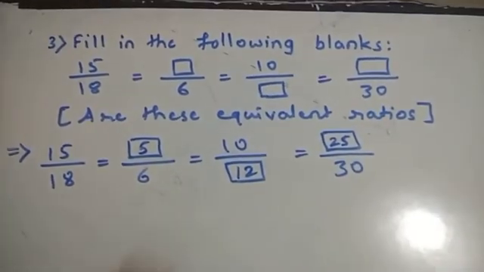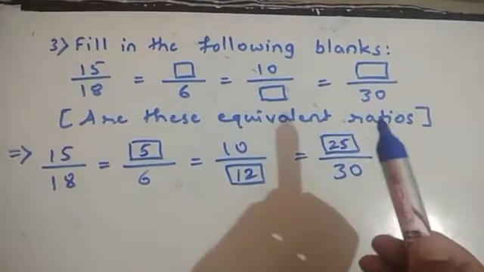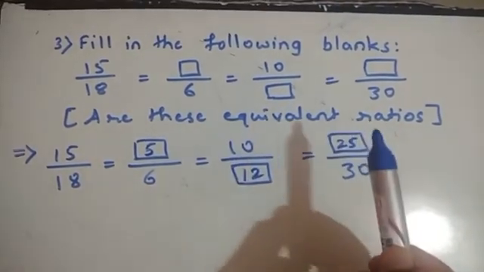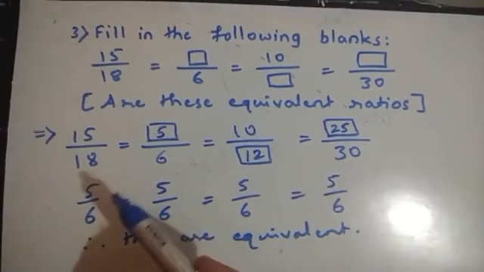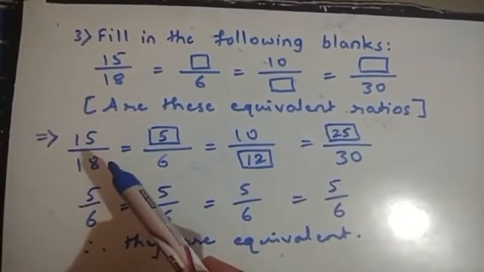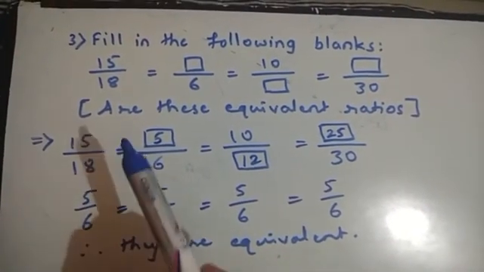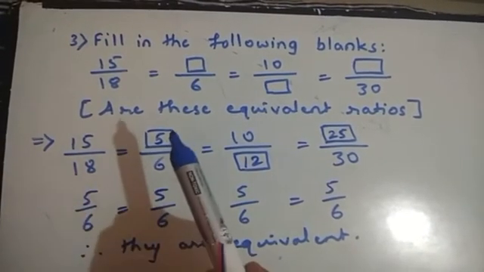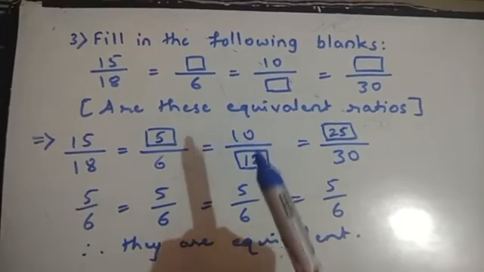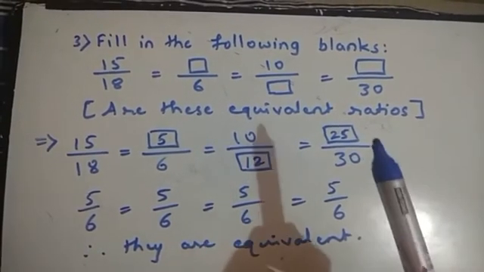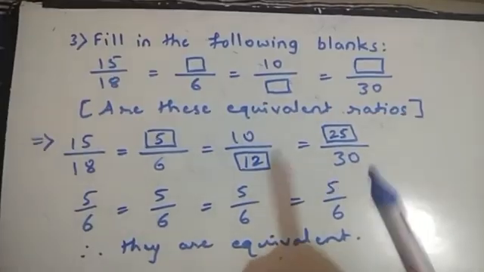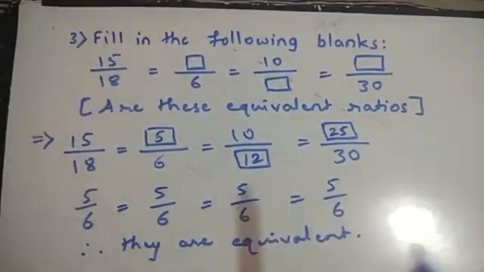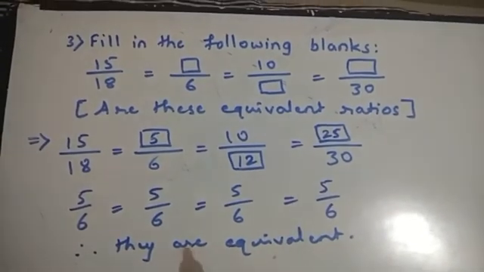As well as they have asked whether they are equivalent ratios or not. That also we are going to answer now. When we reduce 15 upon 18 to its lowest term, we will get 5 upon 6, that is 3 5s are 15 and 3 6s are 18. As well as here see, 5 upon 6 as it is. Now here 2 5s are 10, 2 6s are 12. As well as 5 5s are 25 and 5 6s are 30. So all fractions are equal. Therefore, they are equivalent ratios.